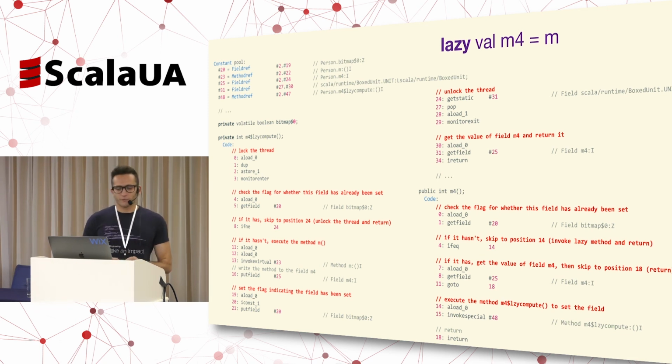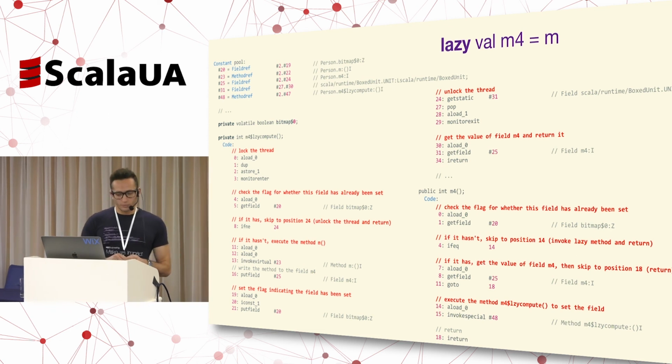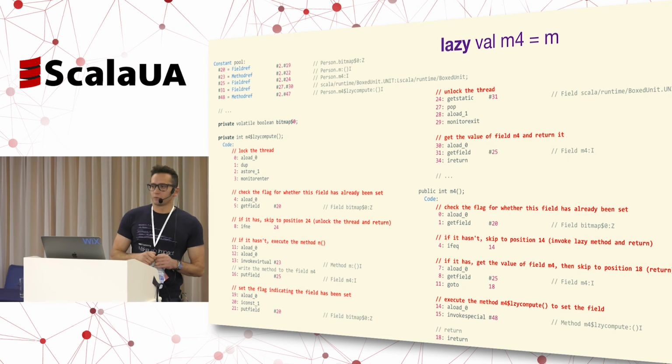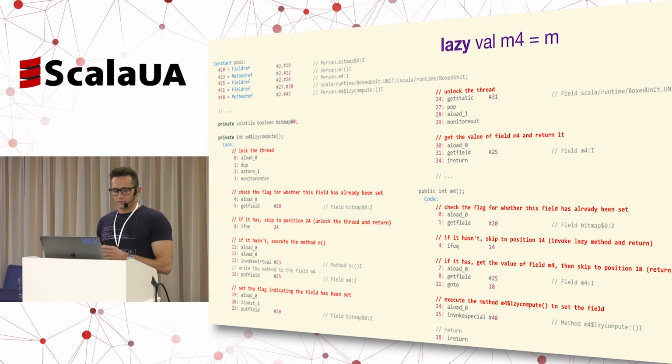So the method m4 checks if the field's value is 0, indicating that m4 has not been initialized yet, in which case m4$lzycompute is invoked, populating m4 and returning its value. The private method also sets the value of bitmap$0 to 1. So the next time m4 is called, it will skip invoking the initialization method and instead simply return the value of m4. The bytecode Scala produces is designed to be both effective and thread safe.